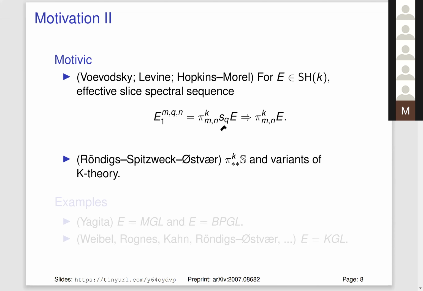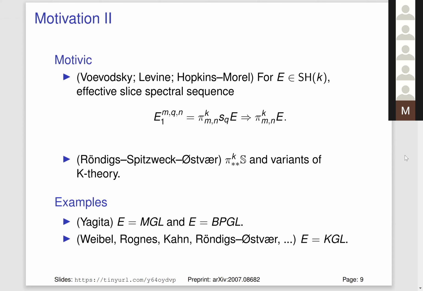So we're also motivated to study this spectral sequence. I'll mention two examples that I'll come back to in this talk. The first one is work of Yagita, which studies this spectral sequence for algebraic cobordism, which we saw in the previous talk, as well as a p-local version, which I'll call algebraic Brown-Peterson homology.